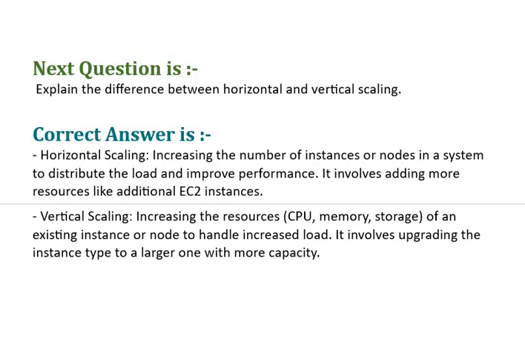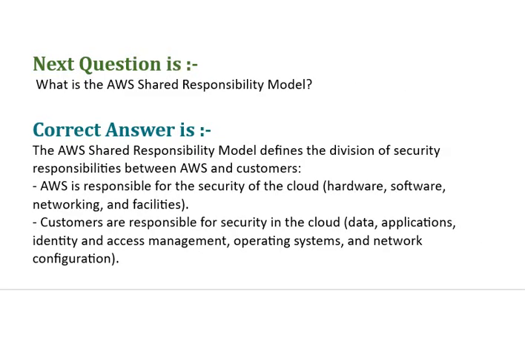Next question is, what is the AWS shared responsibility model? Correct answer is, the AWS shared responsibility model defines the division of security responsibilities between AWS and customers. AWS is responsible for the security of the cloud: hardware, software, networking, and facilities. Customers are responsible for security in the cloud: data, applications, identity and access management, operating system, and network configuration.